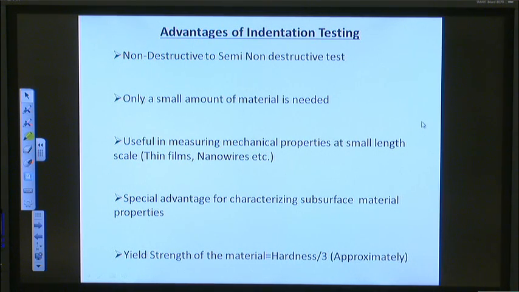Next, indentation testing is useful in measuring mechanical properties at very small length scales, such as thin films, nanowires, MEMS, etc.